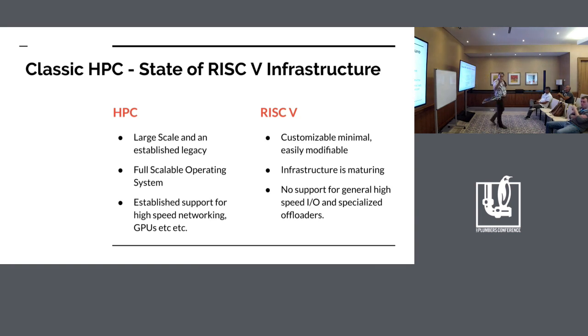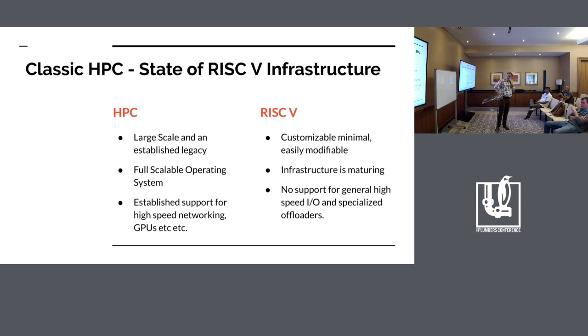So here's the difference between the classic HPC, which is basically Intel-based stuff, and the state of RISC-V today. In HPC, you would have really large scale, and in established legacy, you have about 3 or 4 decades worth now of software for simulations, floating point, deep learning, and stuff like that. What you have in RISC-V is a customizable, minimal, and easily modifiable core. And that's actually very important for a lot of use cases, because the legacy overhead gives you so much effort and so much overhead that you can't really get to the essential calculations that you want. And you cannot really focus on the core mission of your solution.